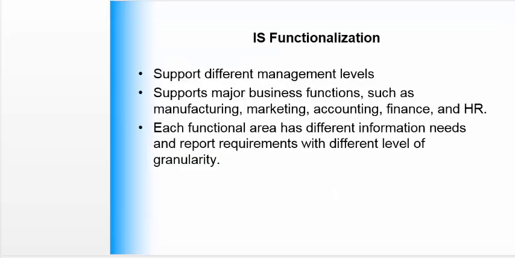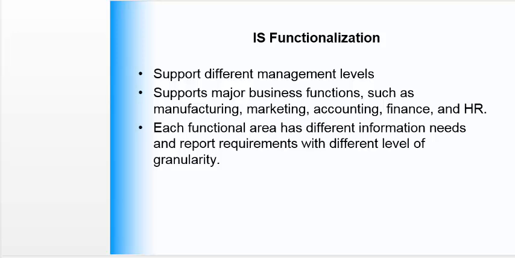So to summarize, information systems reflected the needs that were seen in the organizational structure. When the organization was structured along different business functions, different IS functions were created to support manufacturing, marketing, accounting, finance, and HR. When the organizational structure also realized that we have different managerial levels, they created different information systems to support the different functions, but they also have different levels of granularity.